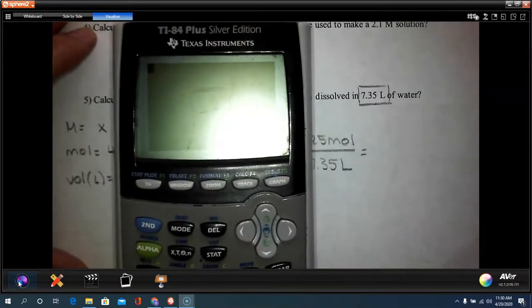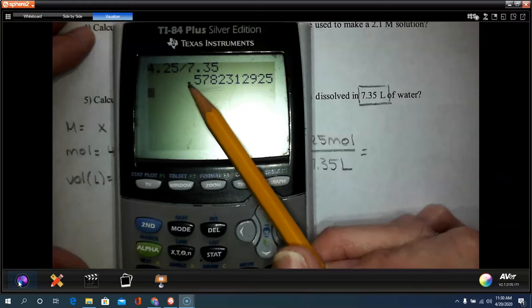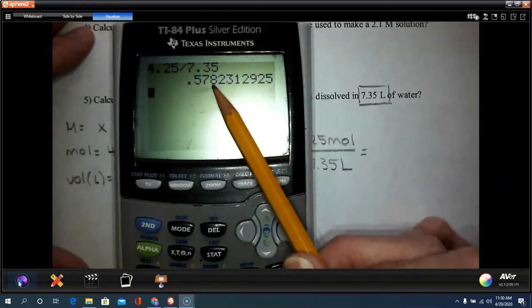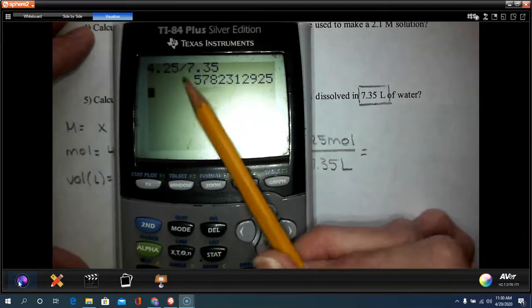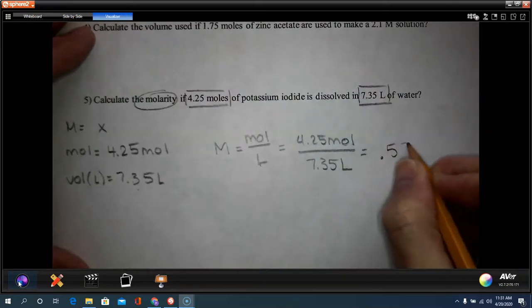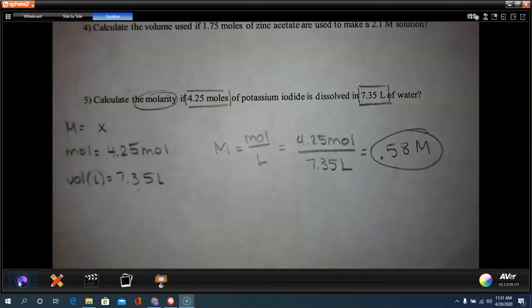There, maybe you can see it there. 4.25 moles divided by 7.35 liters is going to give us a concentration or a molarity of 0.5. We're going to round that 7 to an 8 because look at the number next to it. That's an 8. So that'll make that round up. So my final answer, 0.58 molar. Okay, there you go. Good luck. Do the rest of your problems.